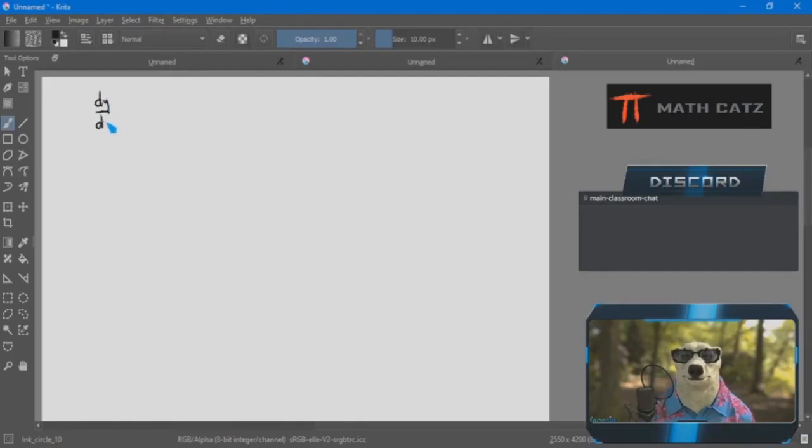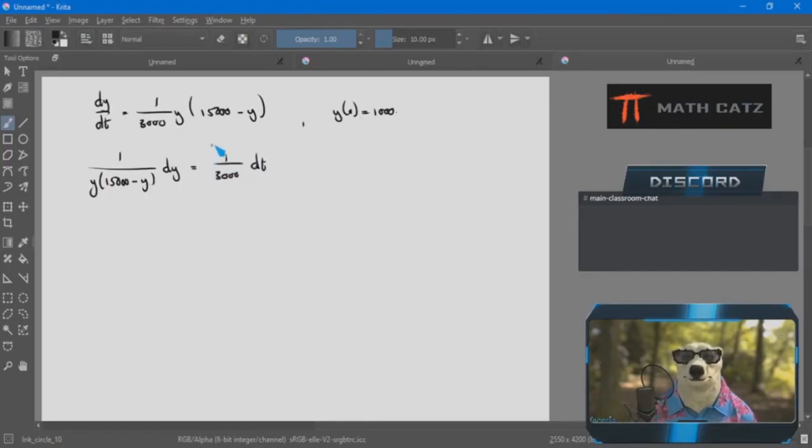Let me write it down again so we see it here. 1 over 3,000 y times 15,000 minus y, initial condition 1,000. All right, there we go. So what did we do? Well, we moved all the y-related terms to the other side, separating the variables, and I'll just leave the constant with the dt side, and then we integrate both sides.